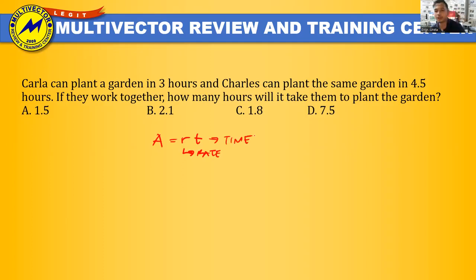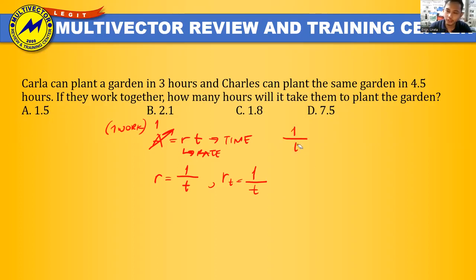Most of the time in these problems, we are talking about a single work. Therefore, our accomplishment is just 1, so 1 work only. Therefore, our rate is just equal to 1 all over t. So our total rate is just equal to 1 all over the total time.